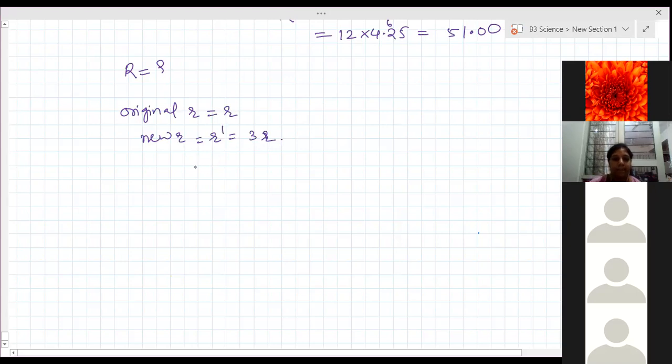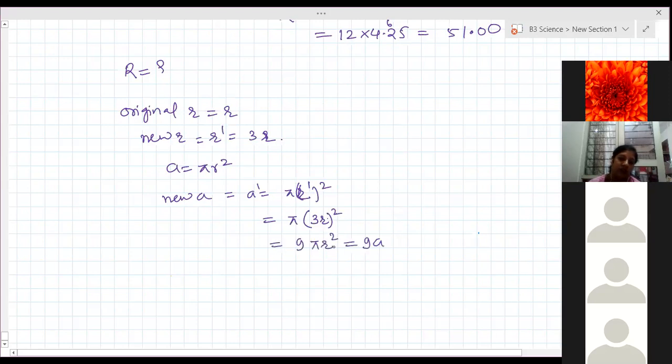We know that the wire is circular, so we'll take area as pi r square. The original area was pi r square. The new area would be pi multiplied by r dash the whole square, that is pi times 3r the whole square, which is 9 pi r square. That is 9 into the original area, so A dash is 9A.